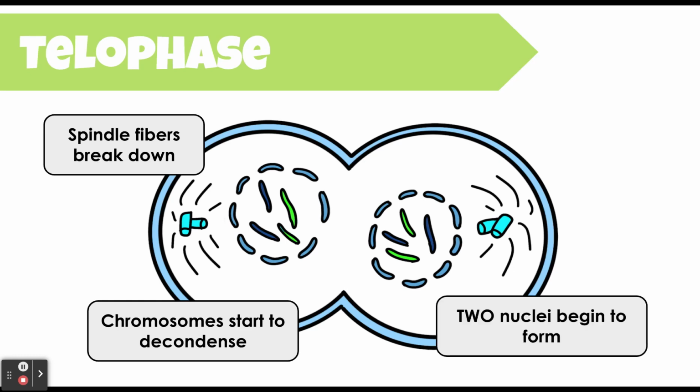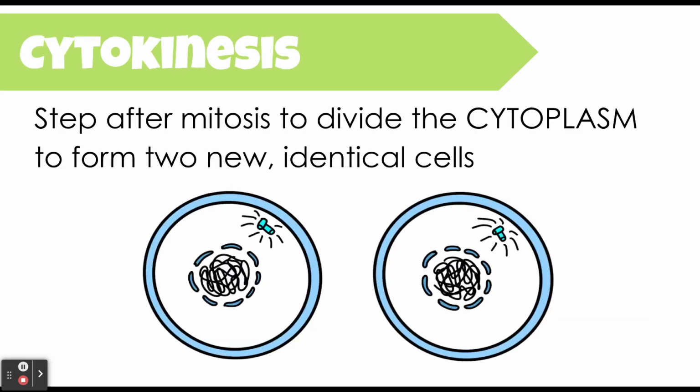And the way to remember the biggest part of telophase begins with the letter T. And at this step, two nuclei are beginning to form. So now we can kind of start to see two distinct cells. Each set of DNA is being enclosed by a nucleus. So that is the end of mitosis, but we still actually haven't separated two separate cells.